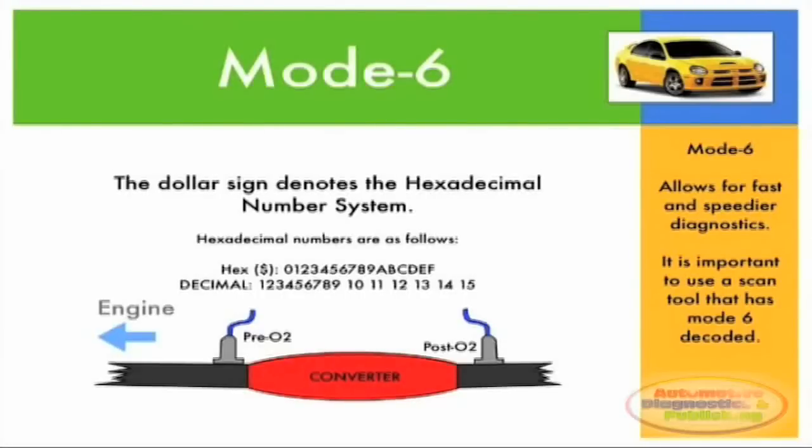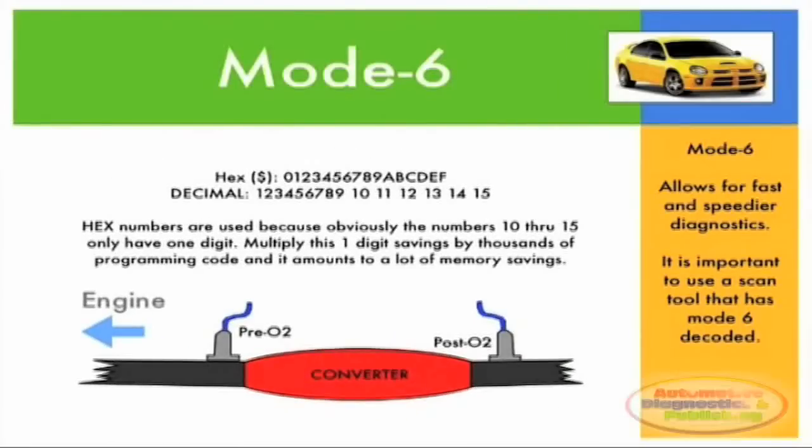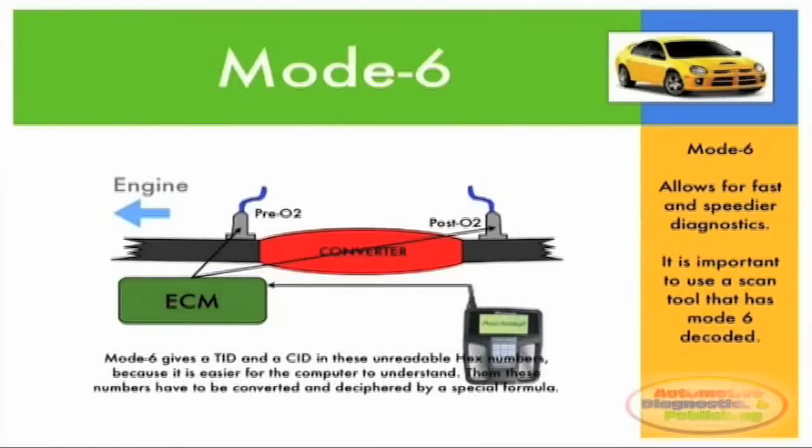The output is always given in hex numbers with dollar signs at the beginning. The hexadecimal number system is used because it has fewer digits and saves a lot of memory space. A few digits times millions of operations adds up. And hex numbers are always signed with the dollar sign to differentiate them from decimal.